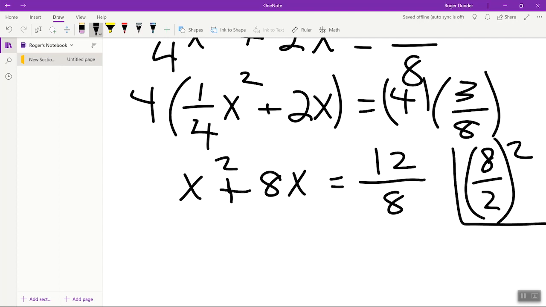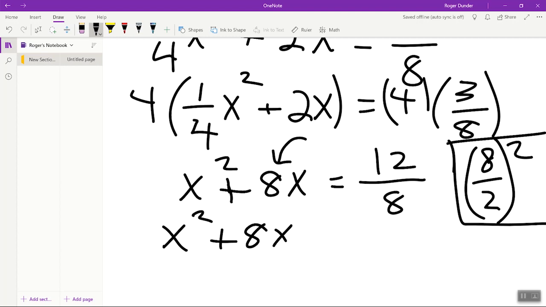So this is what we add to the left and to the right. The square of half the coefficient of x. Remember, this is the coefficient of x. Half of it, square that, add it to the left and to the right. So this becomes x squared plus 8x plus, what's 8 divided by 2? It's 4, right? So we're going to add 4 squared to the left and to the right.